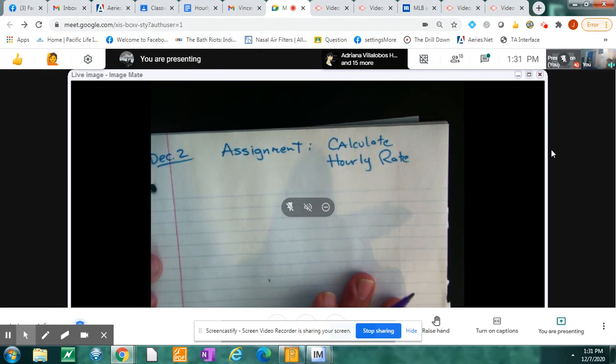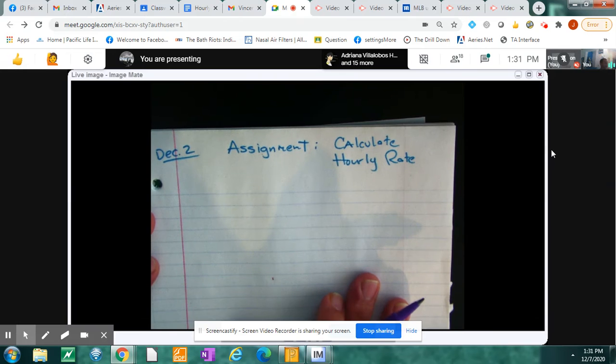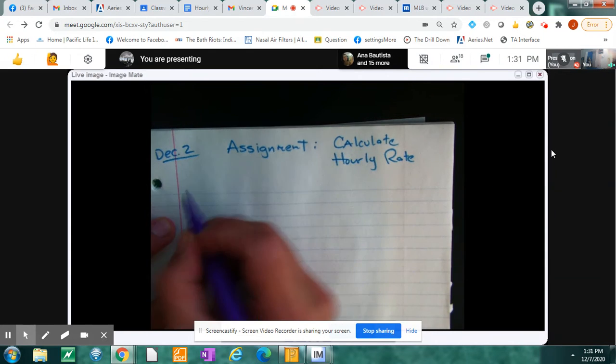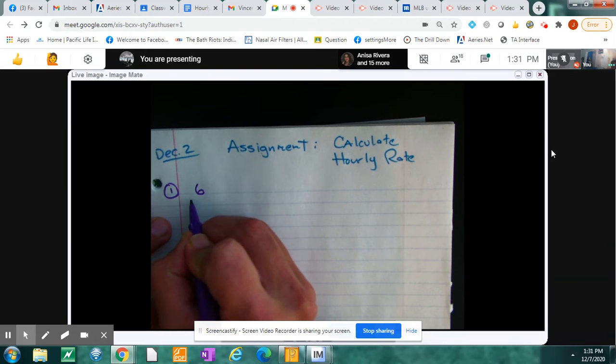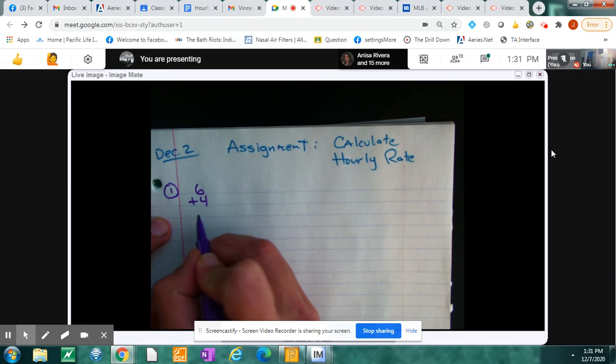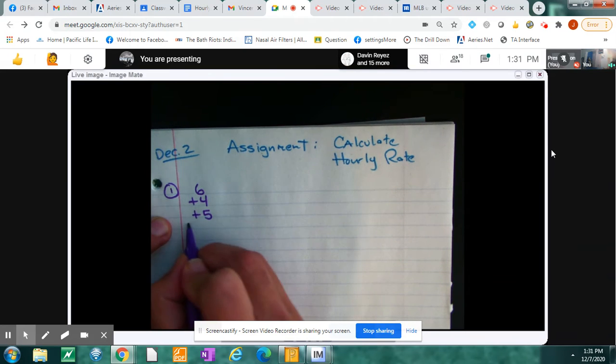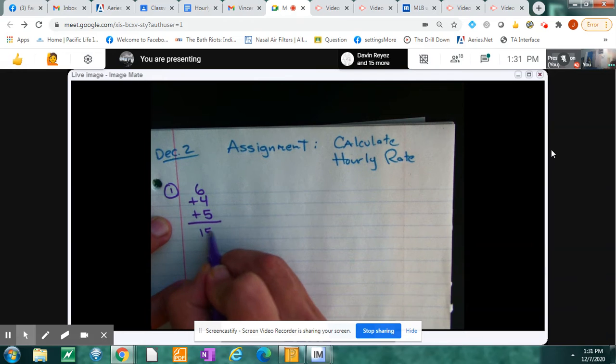So the first problem is John decided to look for a job. And basically it says, with overtime, how much will he earn? So number one, all you had to do was add the hours: 6 plus 4 plus 5, which gave you a total of 15 hours.